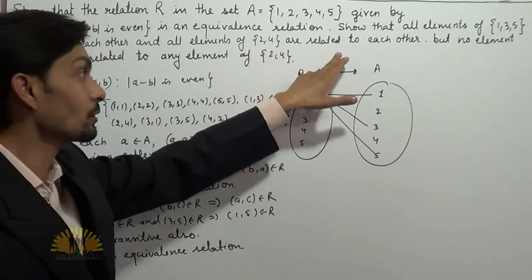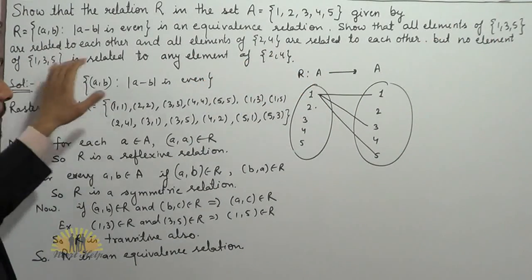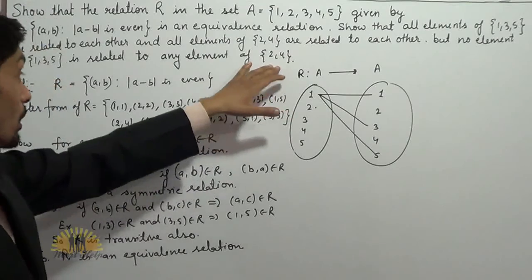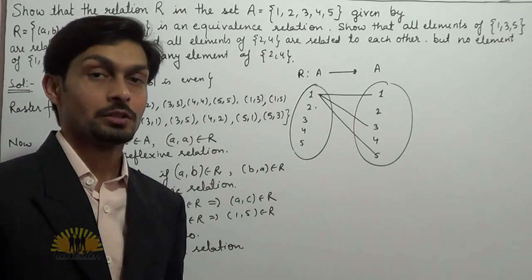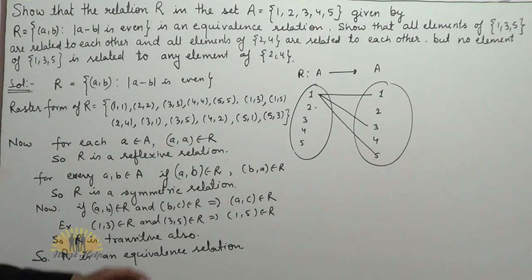So the second part is proved: all elements of {1, 3, 5} are related to each other and all of {2, 4} are related to each other, but no element of {1, 3, 5} is related to {2, 4}, because if we take (3, 2), its difference will be odd, but in the question the difference a minus b should be even. Hence proved.